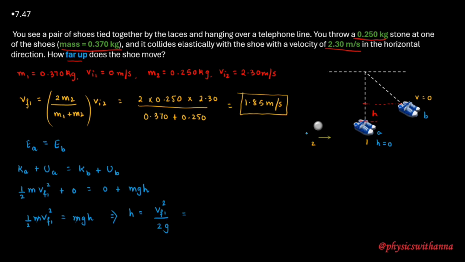Now substitute. Velocity of the shoe is 1.85 squared over 2 times 9.81. And when you solve this, you get the height to which the shoe is raised as 0.174 meter. So this is how far up the shoe will move when it collides elastically with the stone.